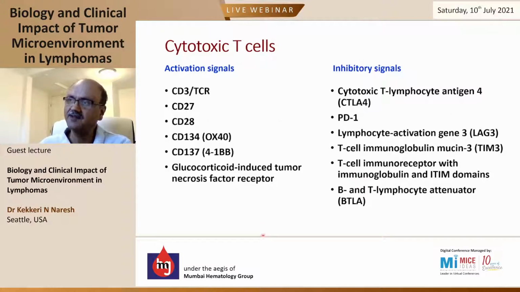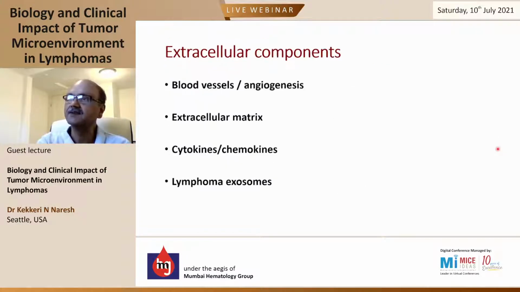But in terms of cancer response, having many inhibitory signals suppresses the immune system and allows the cancer cells to grow. As you will see in later slides, cancer lymphoma cells can manipulate the system and can upregulate the inhibitory signals for their own survival.